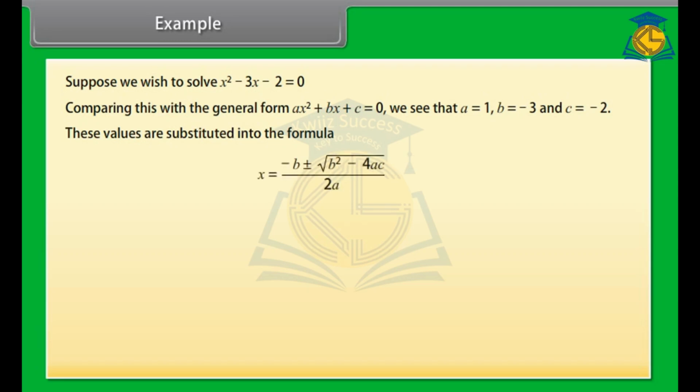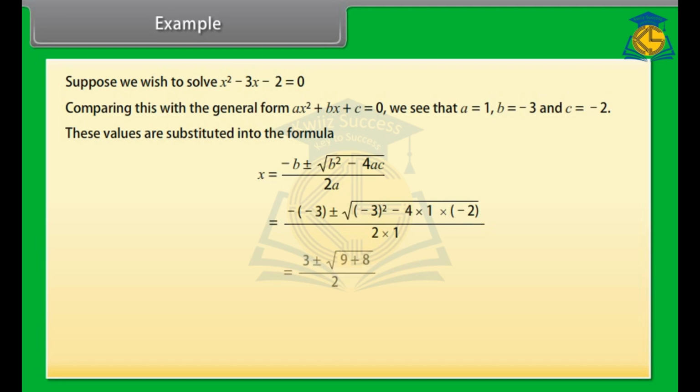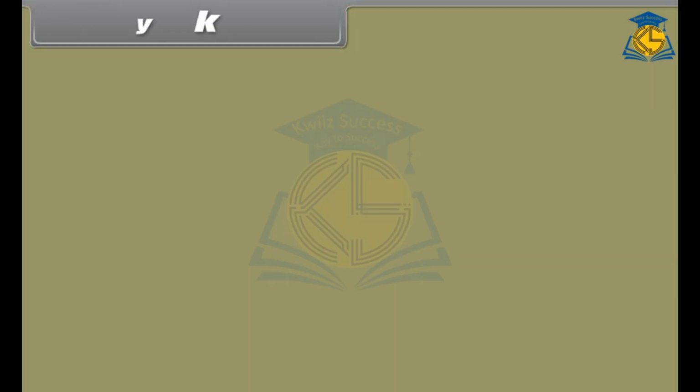It becomes x is equal to minus b plus or minus square root b square minus 4ac whole upon 2a, which is equal to minus into minus 3 plus or minus square root minus 3 square minus 4 into 1 into minus 2 whole upon 2 into 1. By calculating it, we get 3 plus or minus square root 17 upon 2. These solutions are exact.